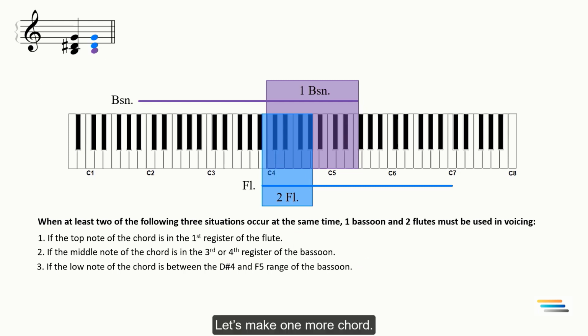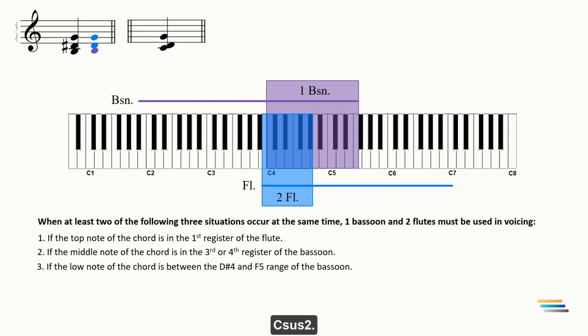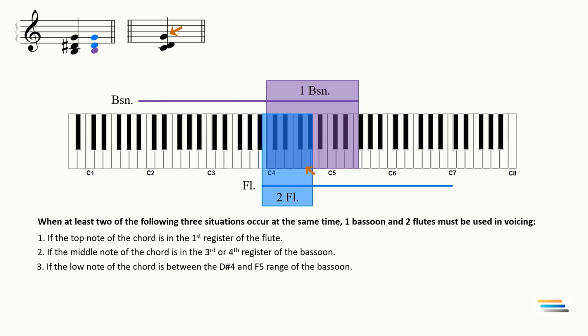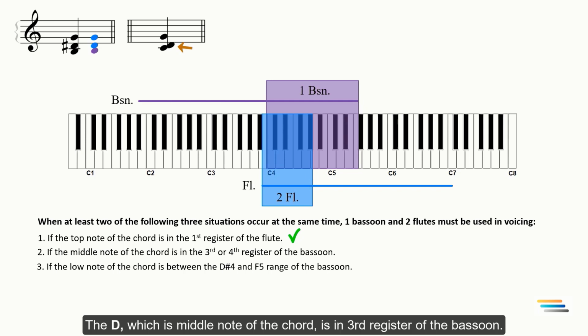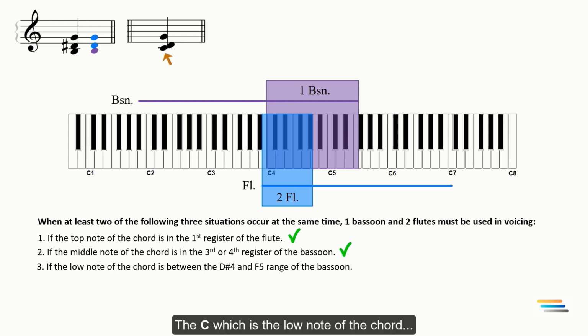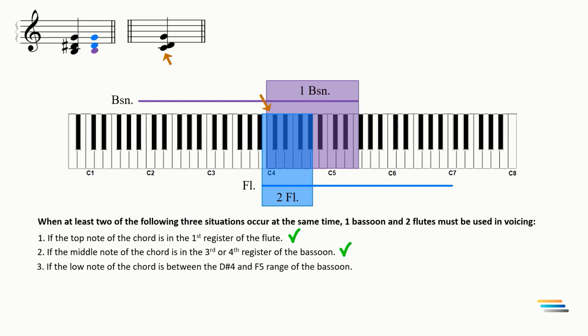Let's make one more chord. C sus2. The G note is in the first register of the flute. The D, which is the middle note of the chord, is in the third register of the bassoon. The C, which is the low note of the chord, is not between the D sharp 4 and the F5 range of the bassoon.